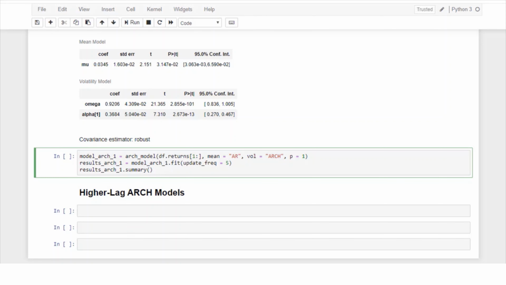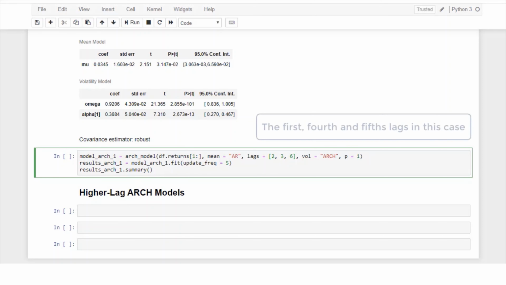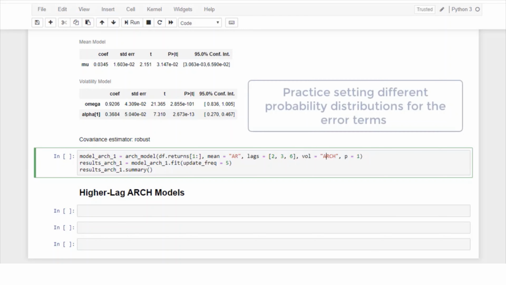If you decide to go for an autoregressive mean model, make sure you specify the lags you intend to use by passing a value to the lags argument. You can input an array like 2, 3, and 6 as the lags if you believe that some of those in between might be insignificant. In addition, practice setting different probability distributions for the error terms. I recommend checking the Student's t and generalized error distributions by setting dist equal to t or GED respectively.